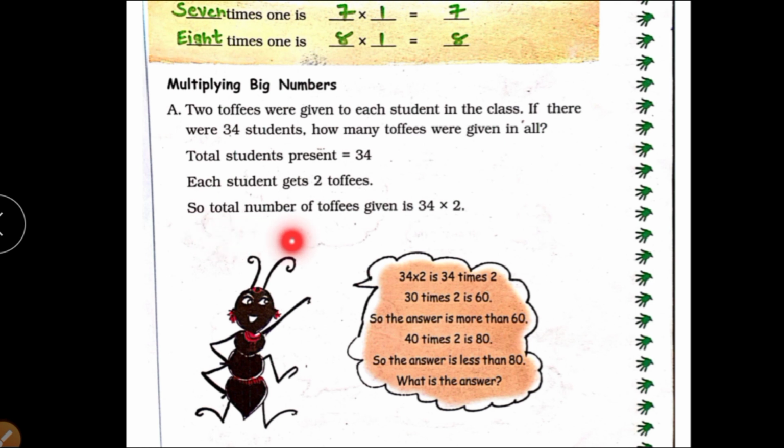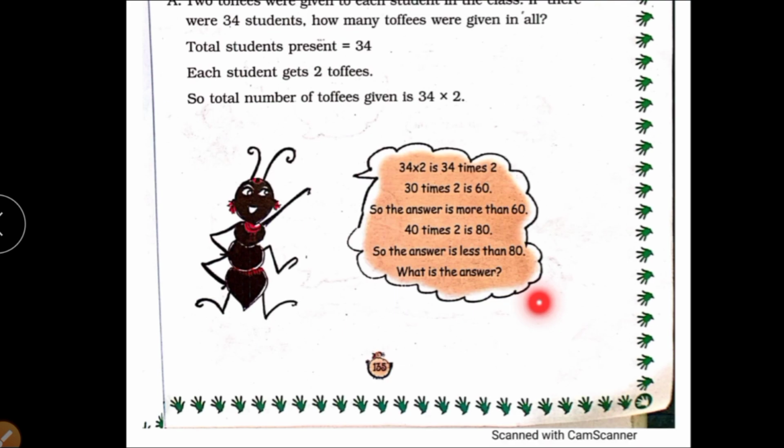So total number of toffees given is 34 multiplied by 2. Okay. 34 multiplied by 2 is 34 times 2. Okay. 30 times 2 is 60. Okay. So the answer is more than 60. Now 40 times 2 is 80. So the answer is less than 80. So what is the answer? Let's see.